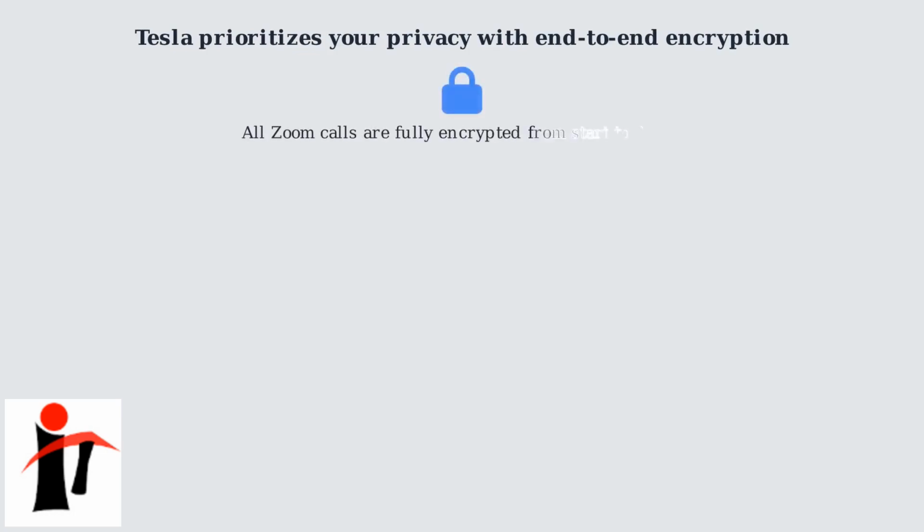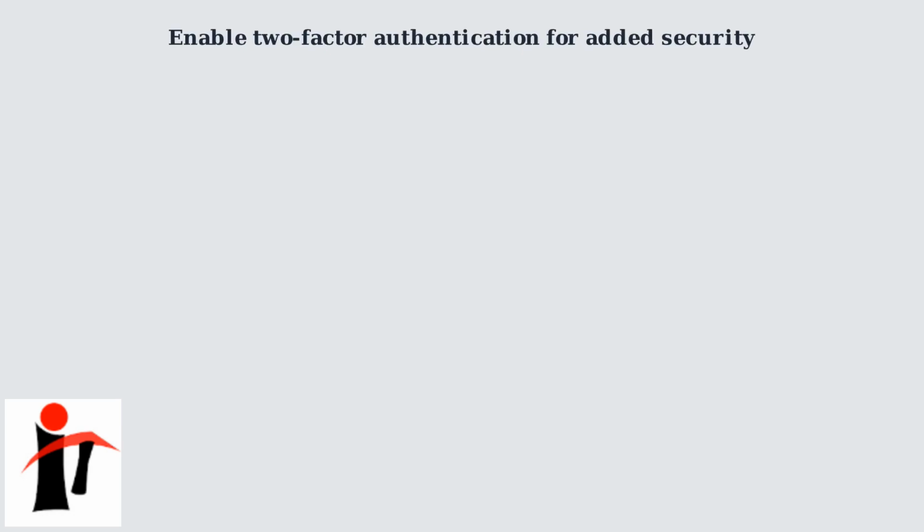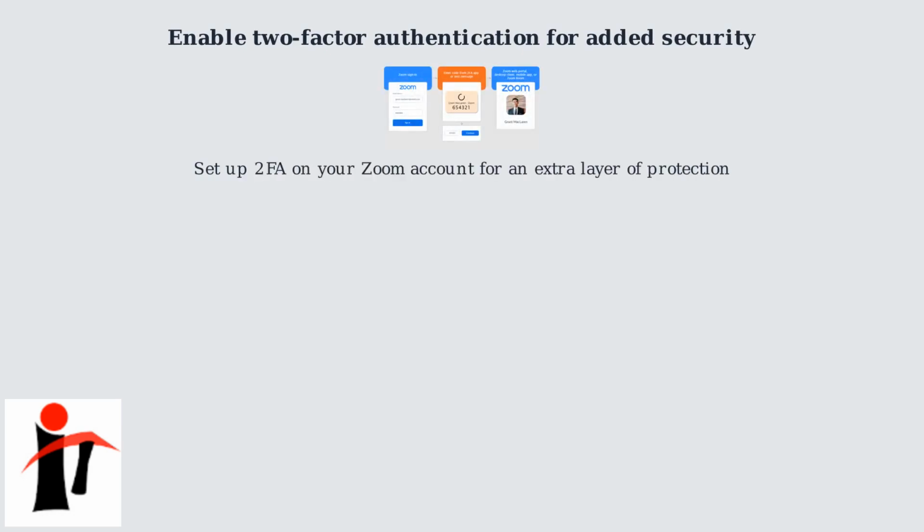Tesla prioritizes your privacy. All Zoom calls using the cabin camera are end-to-end encrypted, ensuring that your conversations remain secure and private from unauthorized access. You have full control over your privacy. You can disable the camera feed at any time during a call or switch to voice-only mode to maintain audio communication without video. For enhanced security, enable two-factor authentication on your Zoom account.